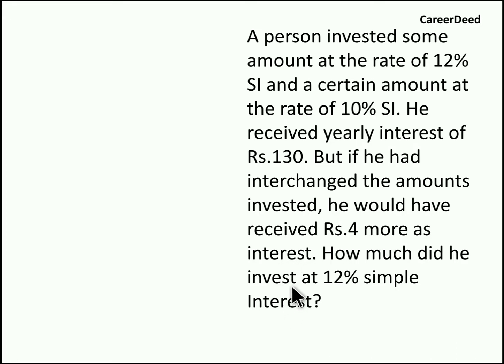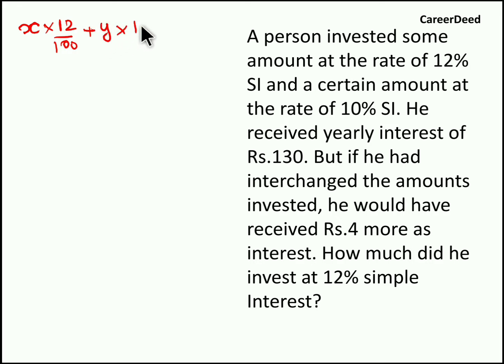Okay, so here we have to play with only variables. A man invested some amount at the rate of 12% simple interest. Let the investment be x. For this x, he will receive a 12% simple interest, so x into 12 by 100. And a certain amount at the rate of 10% simple interest. Let the other amount be y.